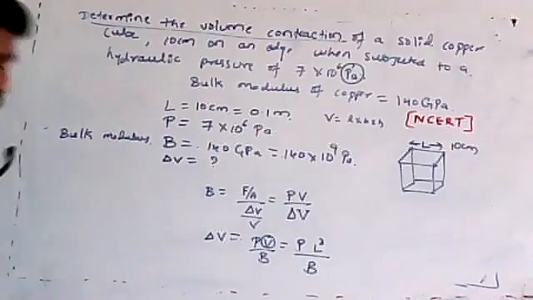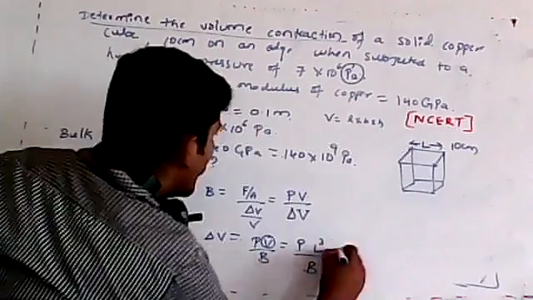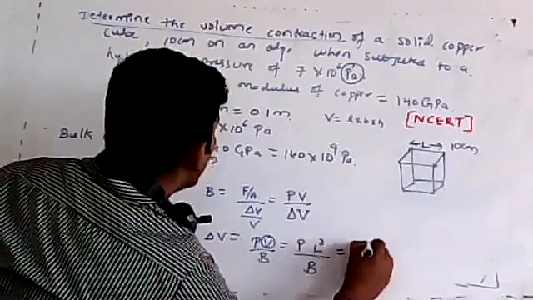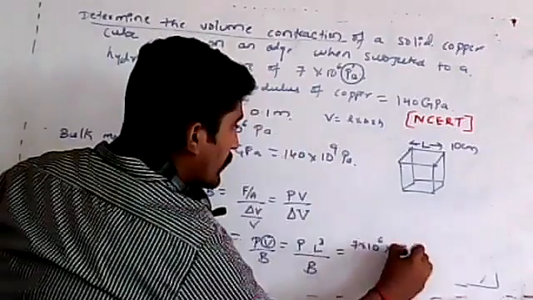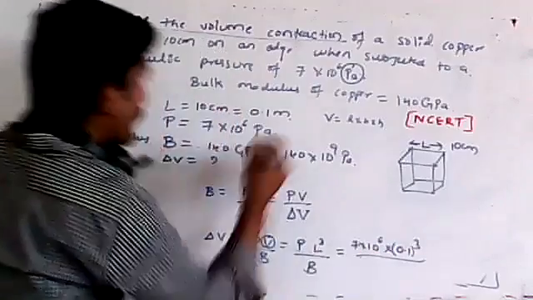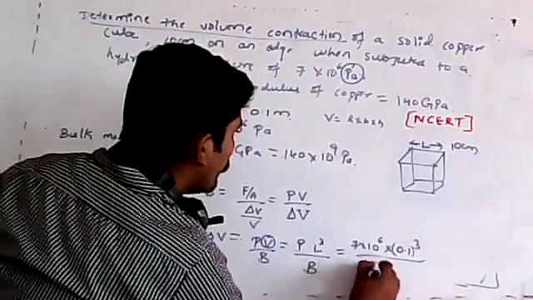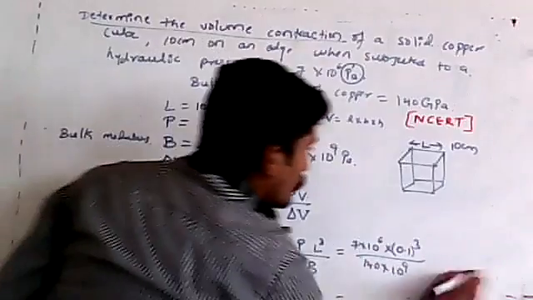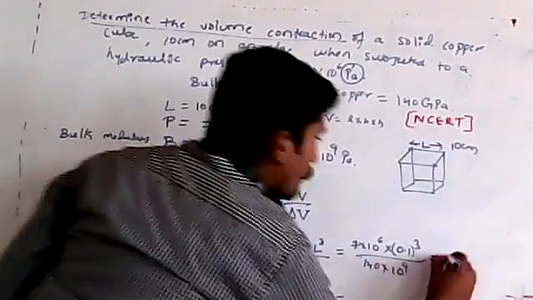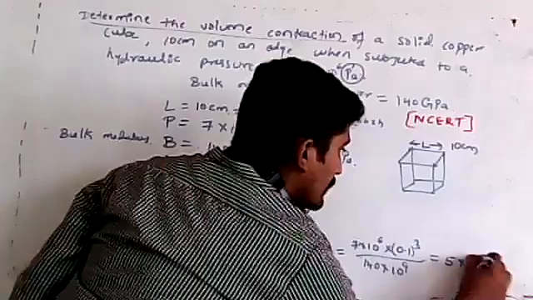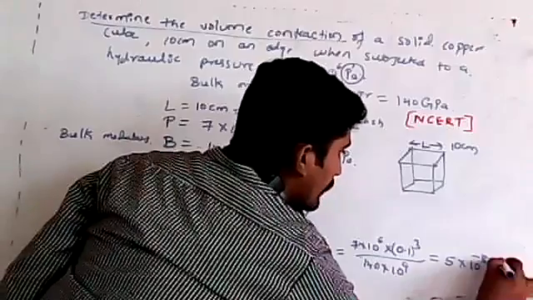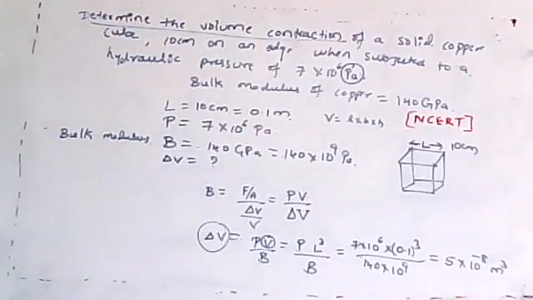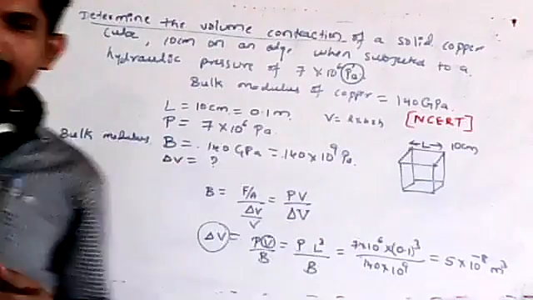So finally, students, remember, P is 7 into 10 raised to 6 into L cube, which is 0.1 cube, divided by the B value they given, what is that? 140 into 10 raised to 9. So finally you will get 5 into 10 raised to minus 8. This is nothing but volume, so that's why meter cube. Is it clear?